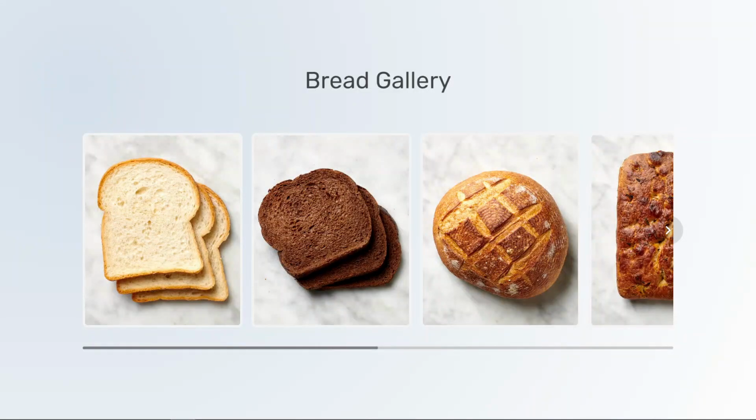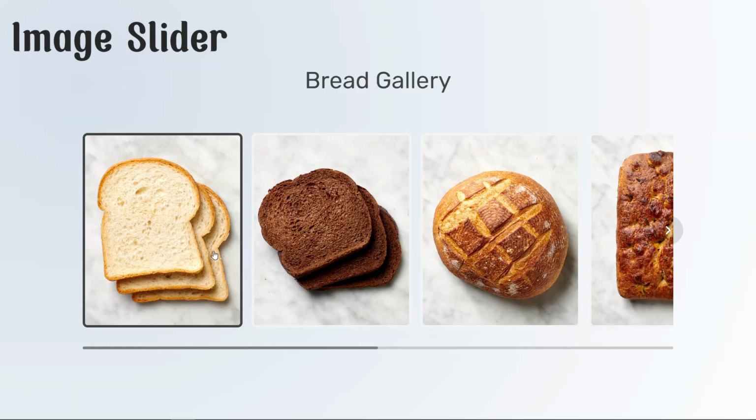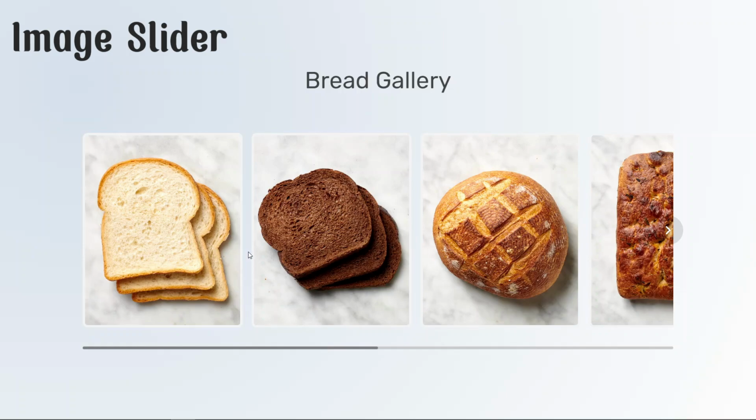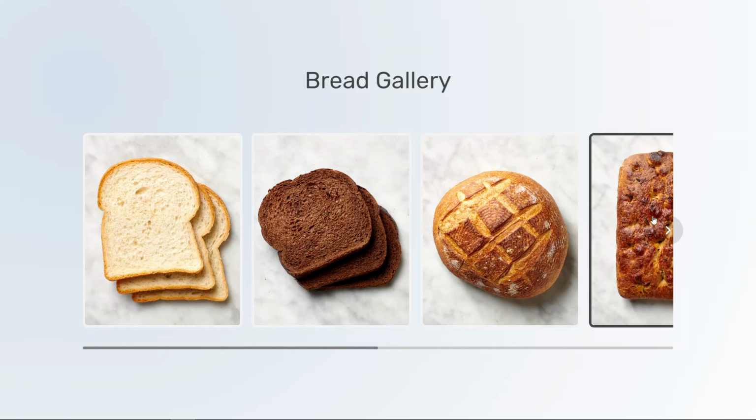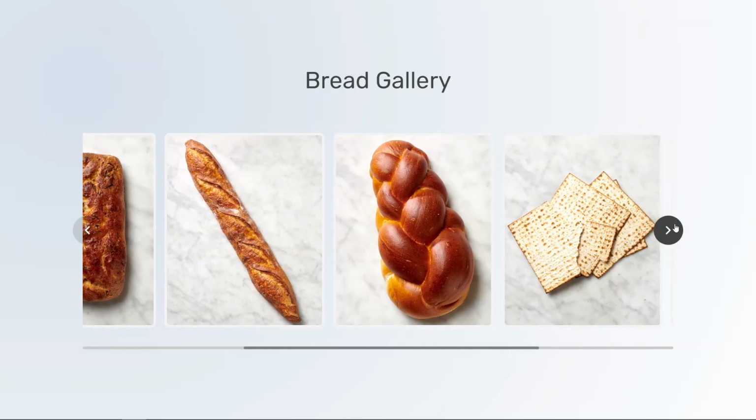This is a sleek and responsive image slider which displays a gallery of bread on this web page. It is made using HTML and CSS, and to set behavior to this app we will be using JavaScript, which would power the left and right arrows as you can see here.